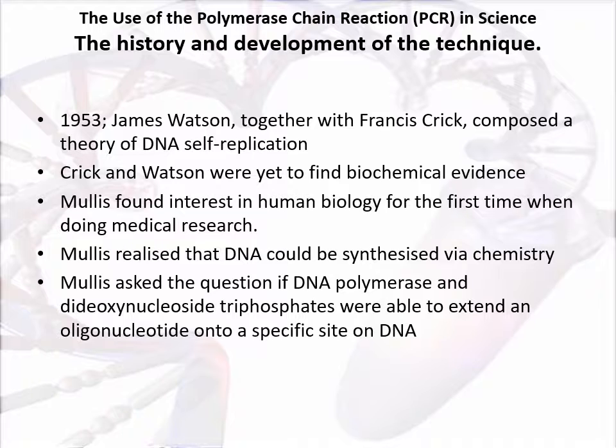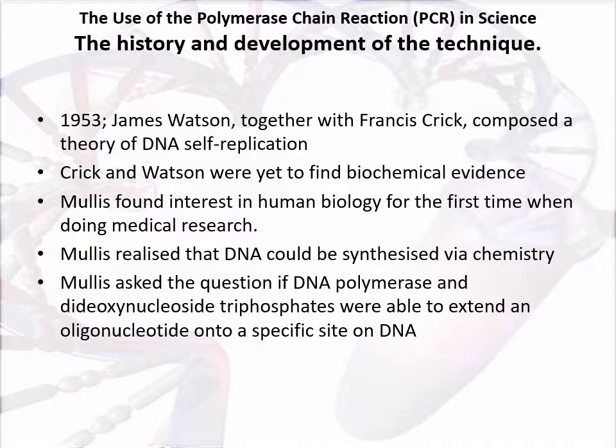In 1979, Mullis got a job in DNA synthesis. The lab next to Mullis's were trying to form methods in detecting point mutations. This led to Mullis asking if DNA polymerase and dideoxynucleoside triphosphates were able to extend an oligonucleotide onto a specific site on DNA. He figured he would need to raise the relative concentration of this specific site of interest.